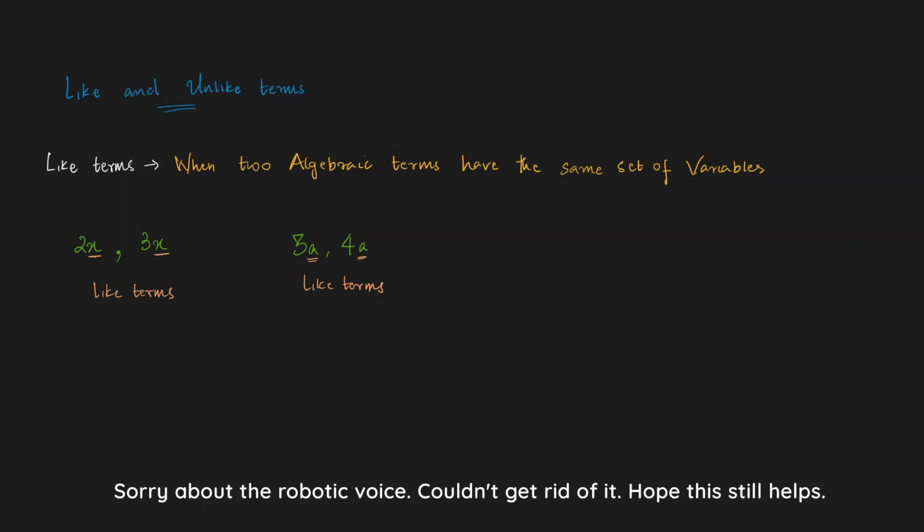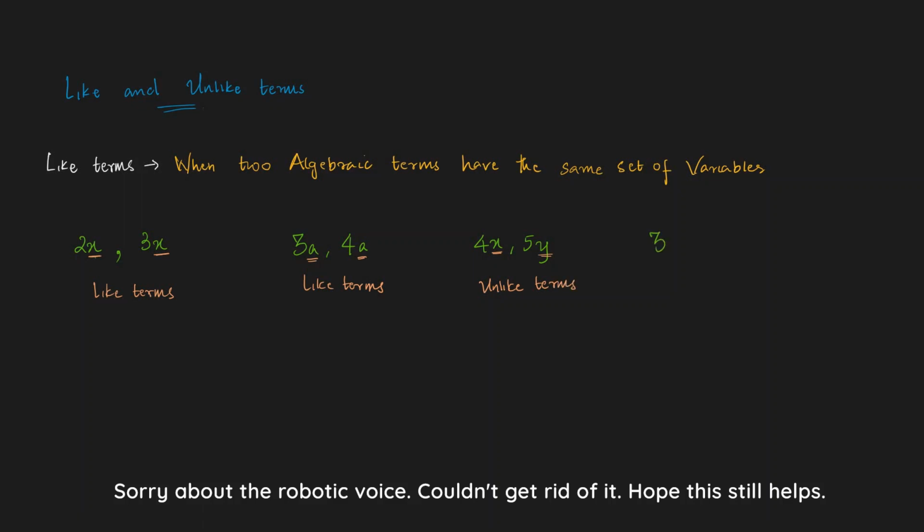Let's have a look at this. 4x and 5y. Now if you have a look at this, the first algebraic term has the variable x, and the second algebraic term has the variable y. So they have two different variables. Therefore, they're not like terms, they are unlike terms. Let's explore a few more examples.